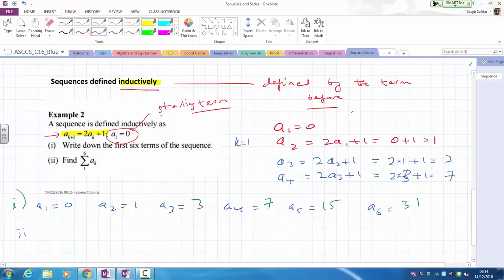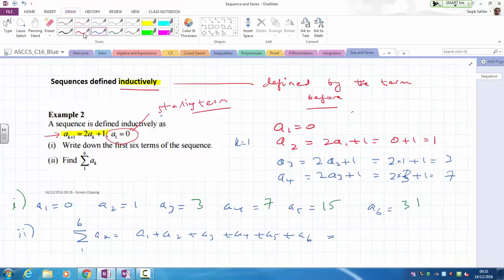Right, the second part, this is saying the sum of 6 a(k). So this means a1 plus a2 plus a3 plus a4 plus a5 plus a6. That's what it means. Now, although this isn't generally written, the bottom part is k equals 1 and the top part is k equals 6. Now when you add them together, what do you get? 57. Okay? Is that okay?